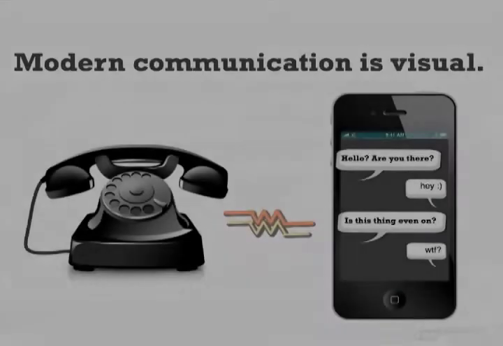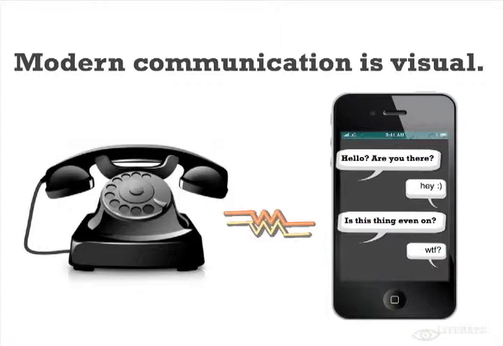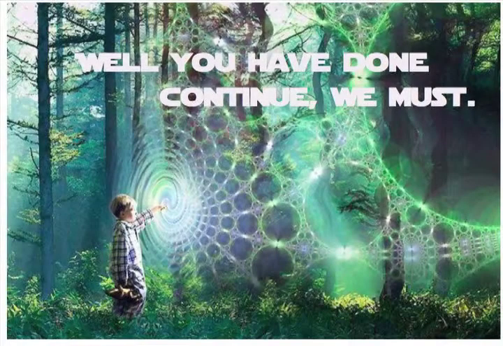So, modern communication is different than the old types of communication. And if you don't understand how the visual literacy and the visual images work to communicate, you're not going to be able to effectively and competently communicate in the modern world.